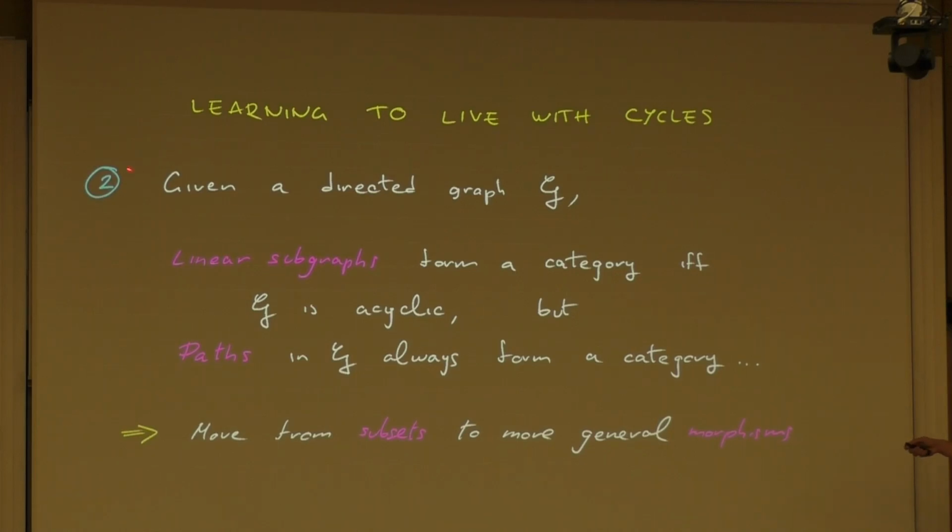So for the second motivation, the idea here is that if one looks at a directed graph G, one can see that if one asks that the linear subgraphs have to form a category, that will only be true if the graph G is acyclic. However, one can always get a free category on the graph by taking paths in G, and paths can be seen as more general graph homomorphisms from linear graphs onto a graph. So the suggestion here is that if we want to still get a category without acyclicity, we have to move from just considering subsets of cells to considering morphisms of diagrams.